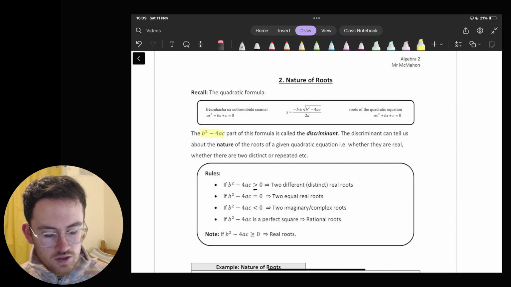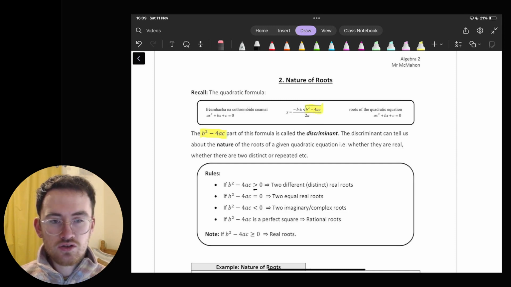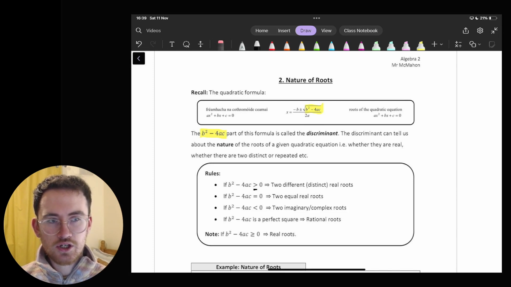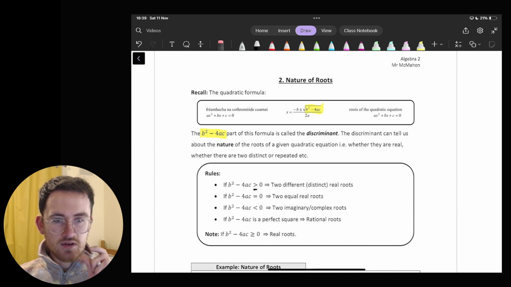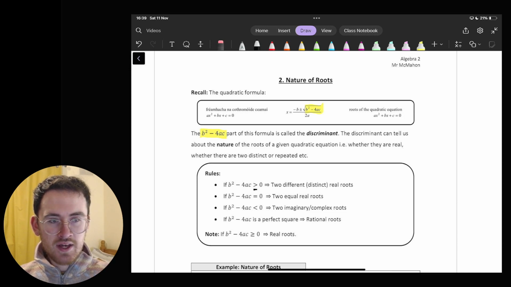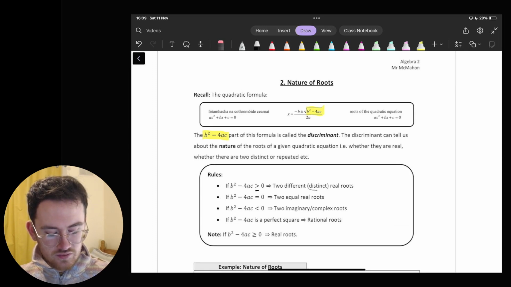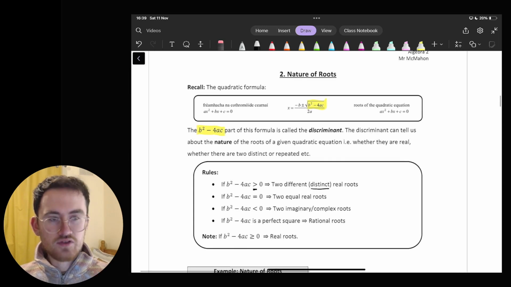And the discriminant is your b squared minus 4ac, which we should note as the part under the square root in your quadratic formula. The reason this tells us so much about the nature of the roots of the quadratic is that square root is quite an important part, and it's the part after the plus or minus. So if that part is greater than 0, if we have something under the square root, then what I get is two distinct or different real roots. So two different real roots.